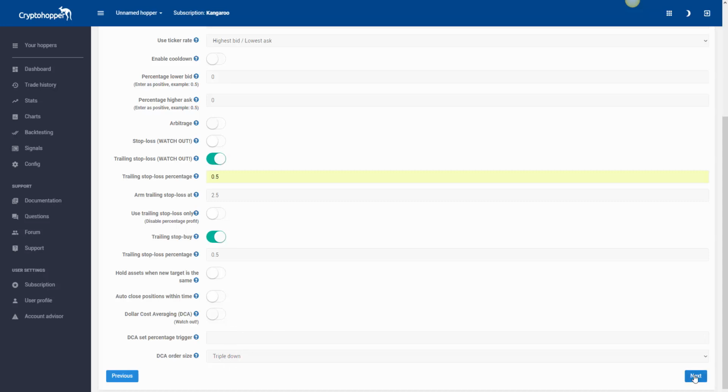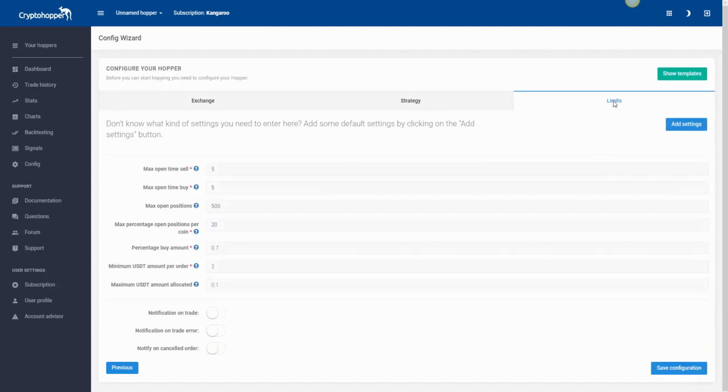So let's go to the next screen, which is about limits. Here you are going to set the limits for the hopper to work, and you are going to adjust the number of open positions you are going to have and how much money CryptoHopper is going to put in any position. These options are very important. So I will start from below, okay? The last option is where you can limit the resources allocated for CryptoHopper, okay?